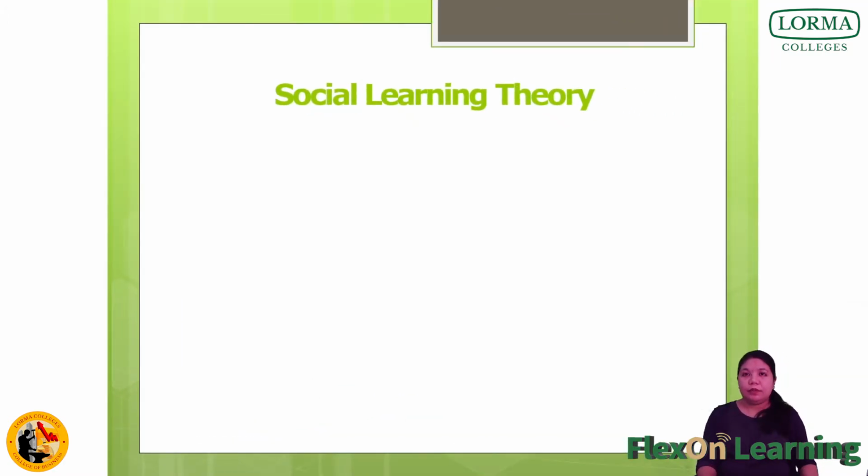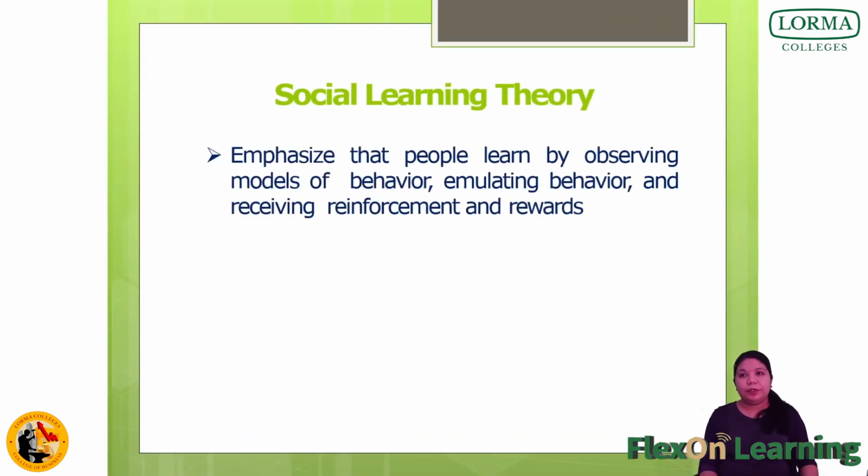Next, we have the social learning theory. It emphasizes that people learn by observing models of behavior, emulating behavior, and receiving reinforcement and rewards. Yes, sometimes people learn through just observing the person, especially if they have an idol, right? They learn through that by just simply observing that person. Someday I will become like that.